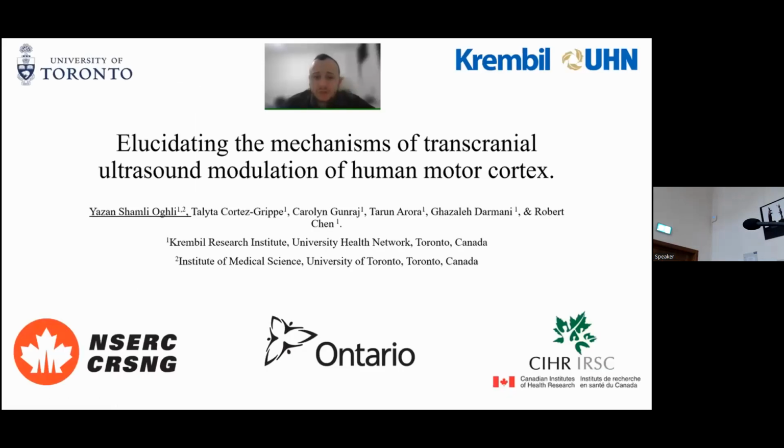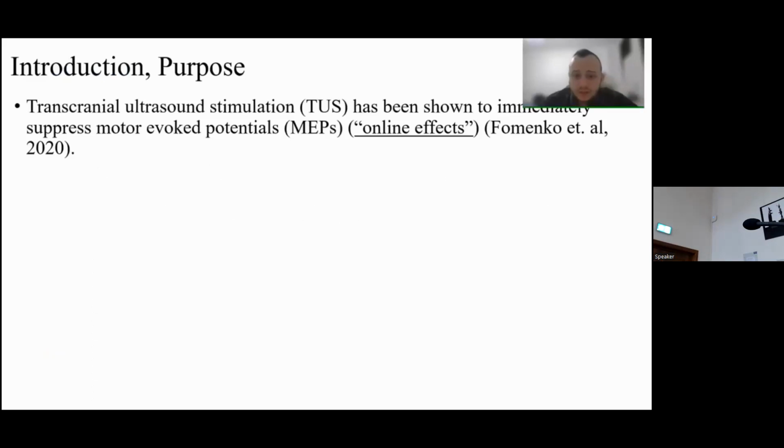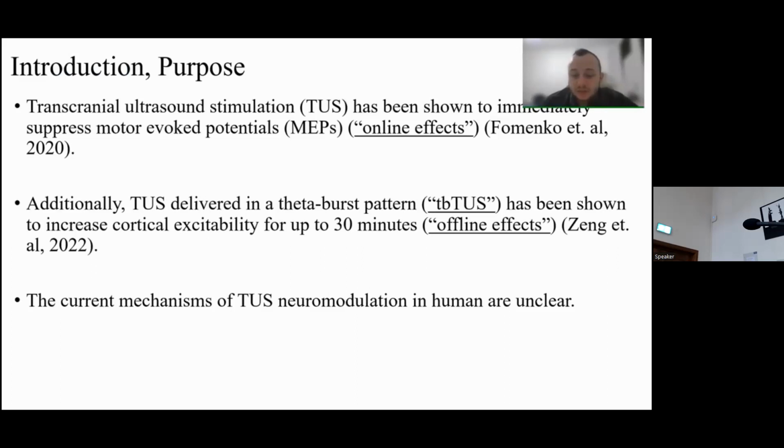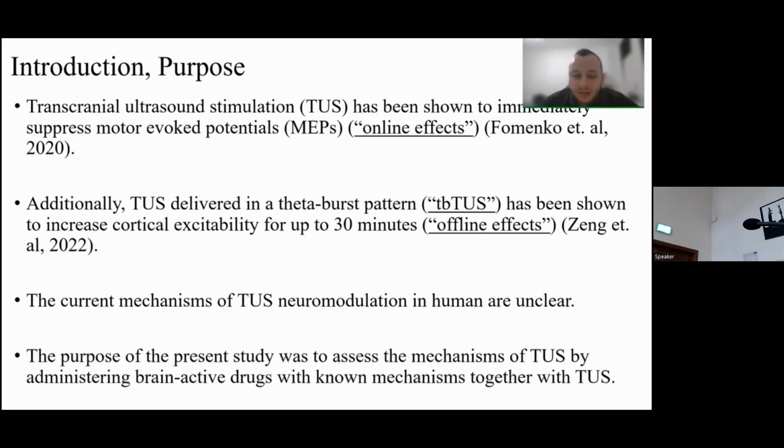So I'll be talking about elucidating the mechanisms of transcranial ultrasound modulation of human motor cortex. Transcranial ultrasound has been shown to immediately suppress motor evoked potentials, and these immediate effects are referred to as online effects. Additionally, TUS delivered in a theta burst pattern has been shown to increase excitability for up to 30 minutes. These effects are referred to as offline effects. The current mechanisms of TUS neuromodulation do remain unclear, and so the purpose of the present study was to assess the mechanisms of TUS by administering drugs with known mechanisms together with the TUS.